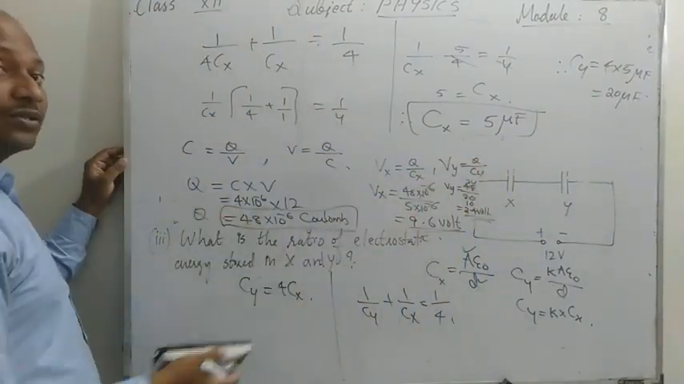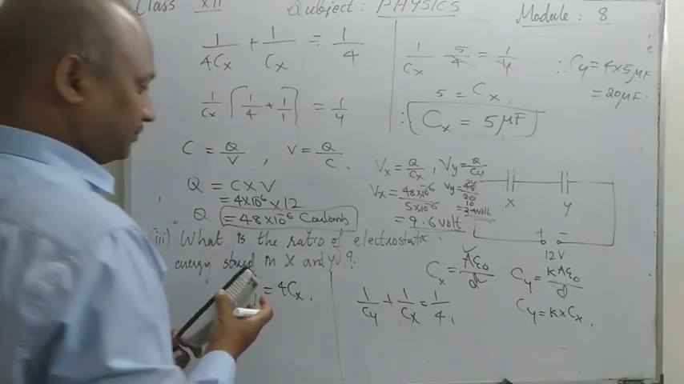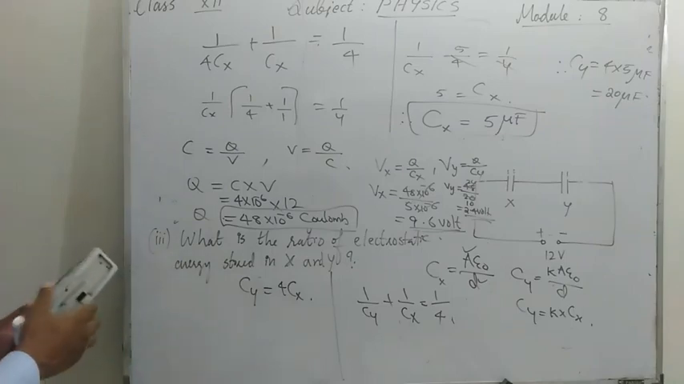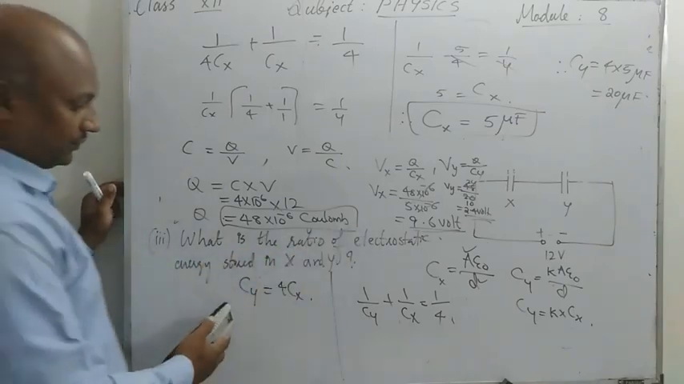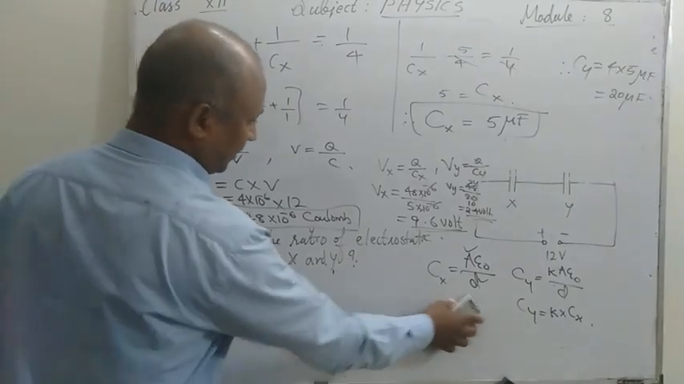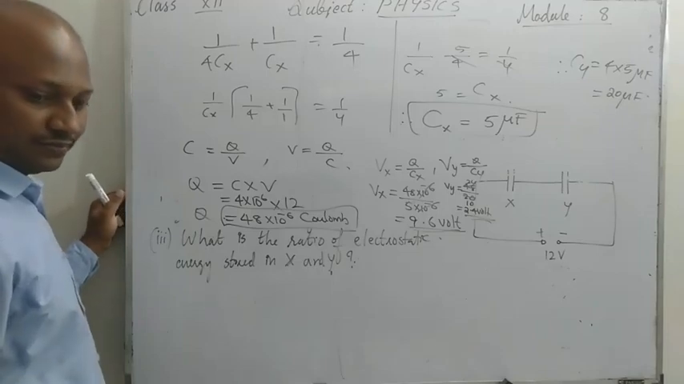So there are more methods to do it. There are shortcut methods even to do it, but this is a proper way to do. What is the ratio of electrostatic energy stored in X and Y? That's the third question. Ratio of electrostatic energy stored in X and Y.